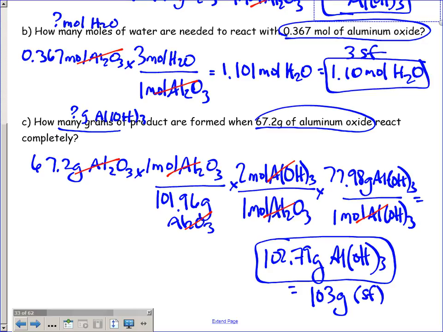So what's this right here? 2 to 1 mole ratio. And then your mole ratio gets you to moles of aluminum hydroxide. And then you can use your molar mass conversion to get to grams.